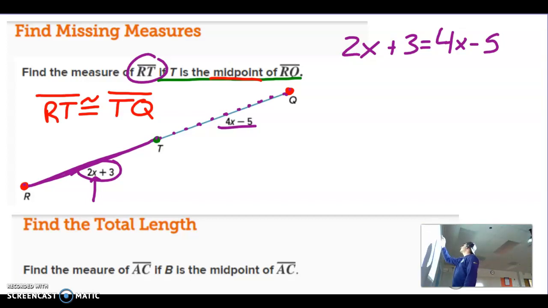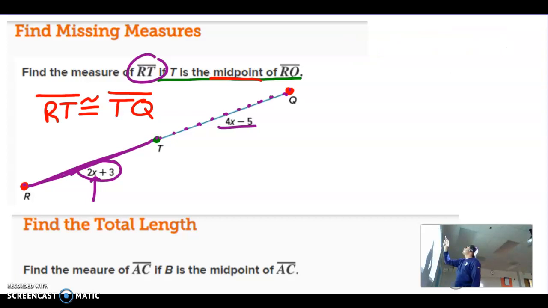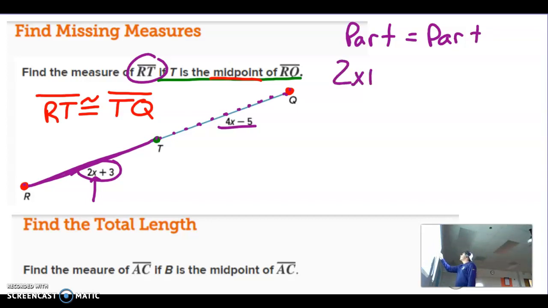Let me erase this so I've got some more room. That's a small eraser. So we've got one part of the line equaling another part of the segment. One part of the segment equals the other part. That's what happens when this midpoint shows up. One of those parts is explained as 2x plus 3. The other part that it is equal to is given as 4x minus 5. So once we're here, this was the geometry step. Now the rest is just algebra.